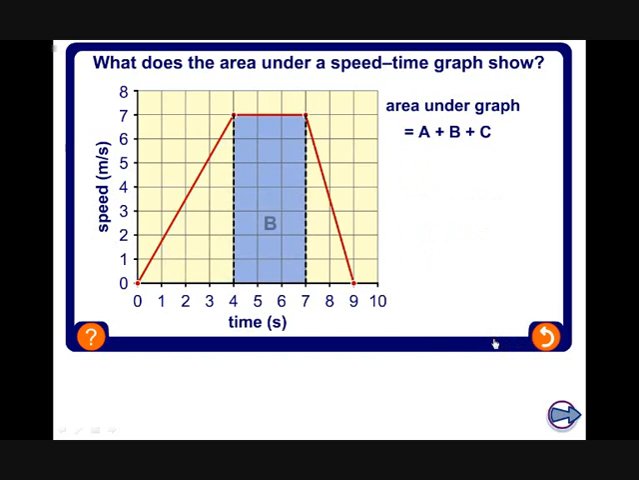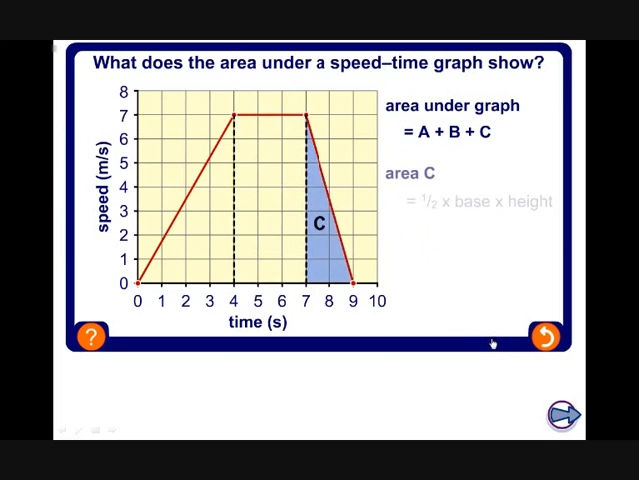If we then do area B, this is nice and easy, it's just a rectangle, so it's base times height. Remember, it's not 7, it's 4 to 7, so 1, 2, 3, and the height is 0 up to 7, so it's 3 times 7, which is 21 meters.